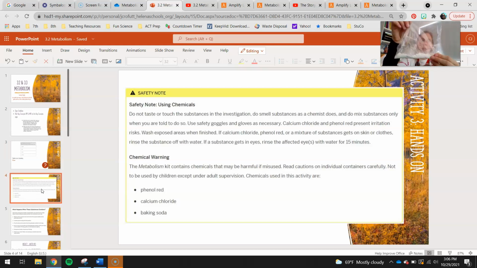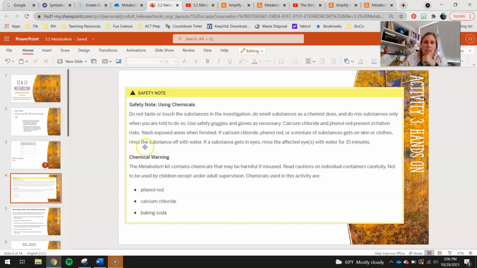The pebbles are called calcium chloride. This is very similar to the same stuff that you would put on your sidewalk if it's icy. And the white powder is baking soda, so you probably use that a lot. You also have a little Dixie cup that has 10 milliliters of this chemical called phenol red in it. Phenol red is a pH indicator, so it tells us if something is acidic or basic. As you see it right now, it's red, but you are going to see a change in that.